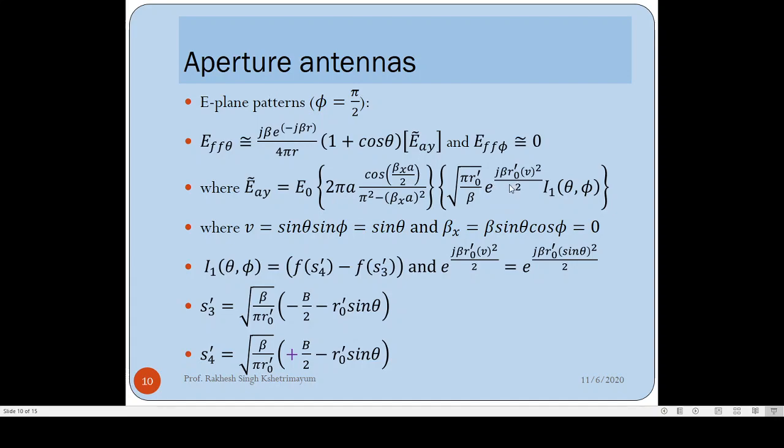So now let us try to find out the case when phi is equal to pi by 2. When phi is pi by 2, what happens to mu? We have a mu term here. Mu term is sin theta sin phi. So sin of pi by 2 is 1, it becomes sin theta. What happens to beta x? Beta x is also there. Beta x is beta sin theta cos phi, it becomes 0. So what happens to this term now? This term will become 1. This term will become 0.